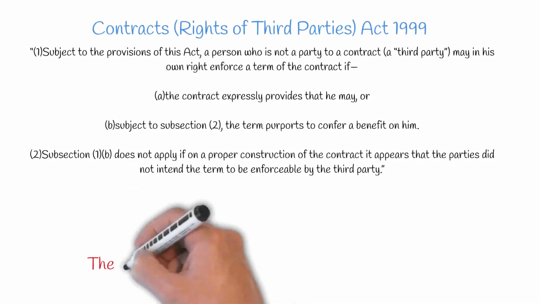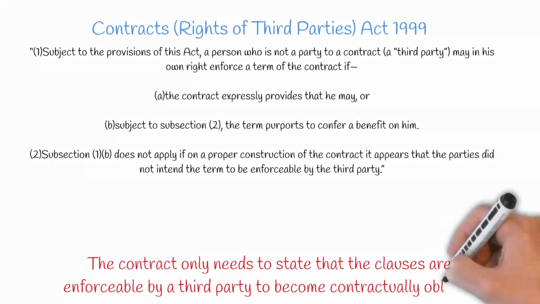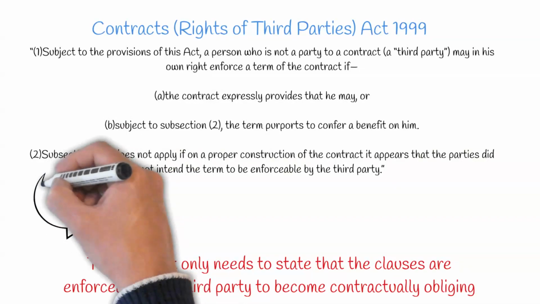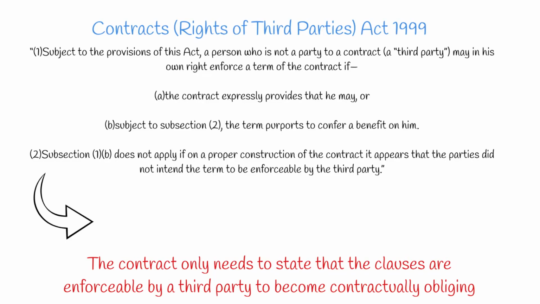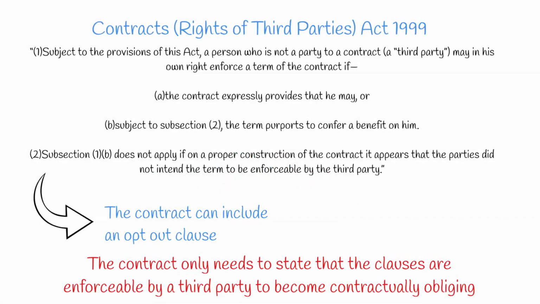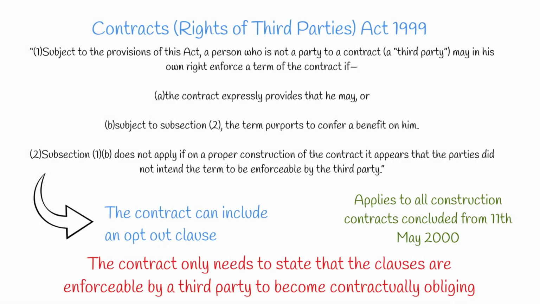In other words, the contract only needs to state that the clauses are enforceable by a third party to become contractually obliging, rather than a separate collateral warranty agreement. However, it should be noted, the last sentence, point number 2, essentially says that a contract can include an opt-out clause. This is unusual for legislation to include an opt-out option. However, this is the case for this particular legislation, and it's often found at the start of construction projects. This legislation applies to all construction contracts concluded from the 11th of May 2000.